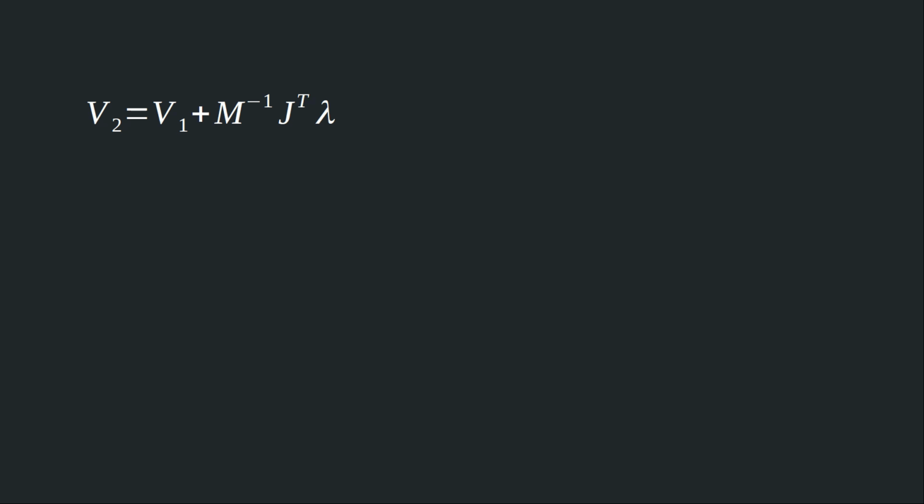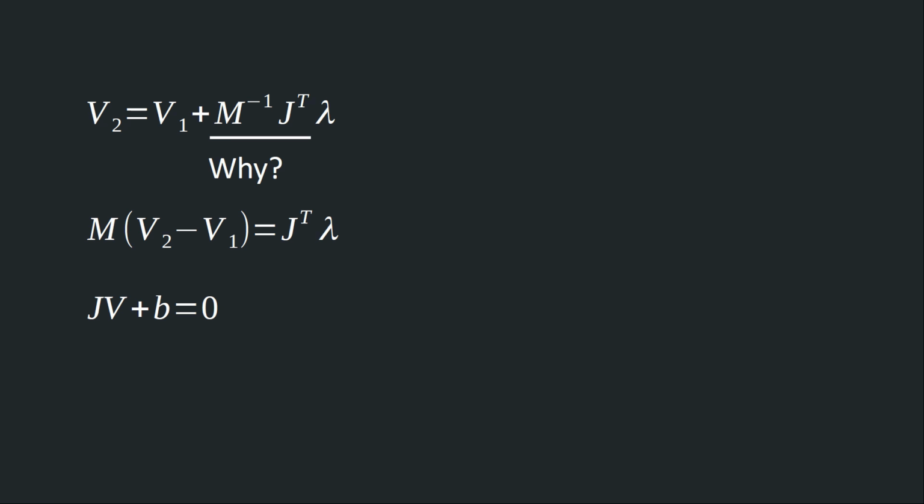Earlier I said L, the direction of corrective impulse, is equal to J transpose. Why is that? Why is the impulse necessary to correct a velocity that violates the velocity constraint? Why is it parallel to the Jacobian matrix?